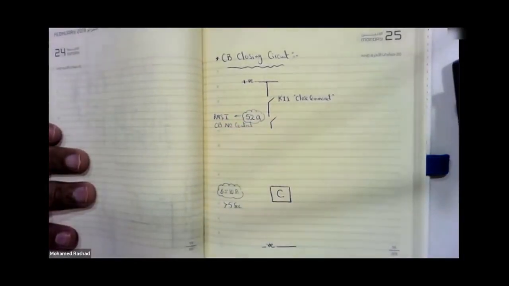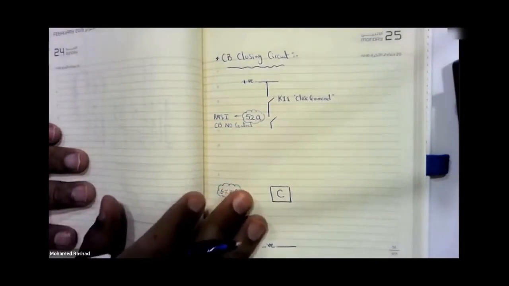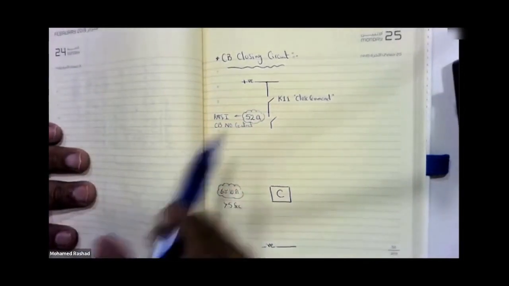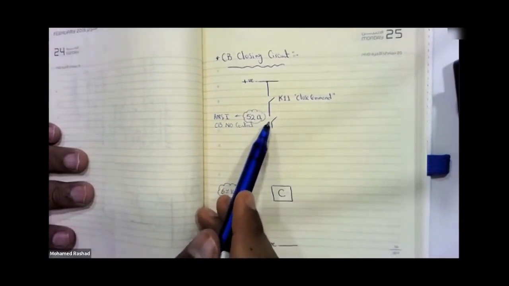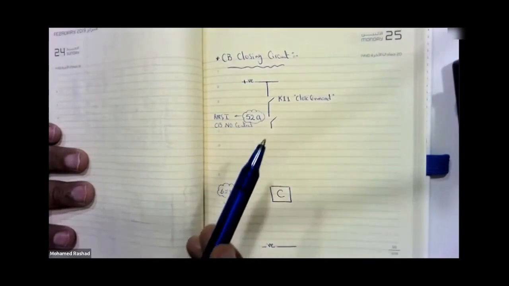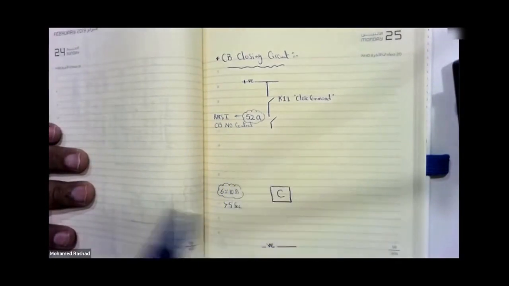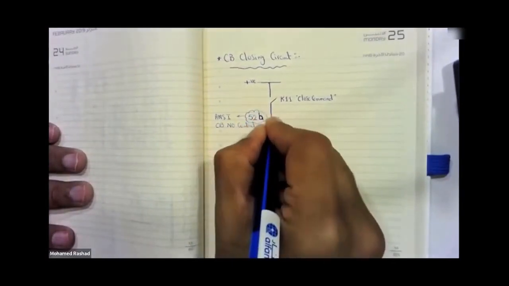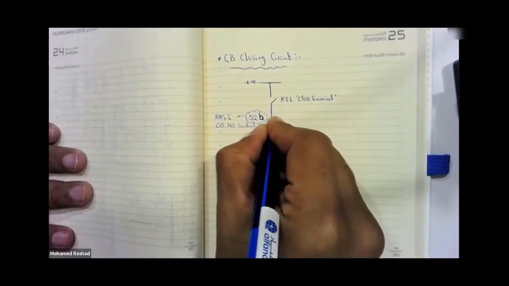So what is this normally open contact related to? Well, the breaker is always depicted in my drawing as being in the open position. So this contact is open, as long as the breaker is open. Yes. So, gentlemen, 52B. 52B means normally closed.